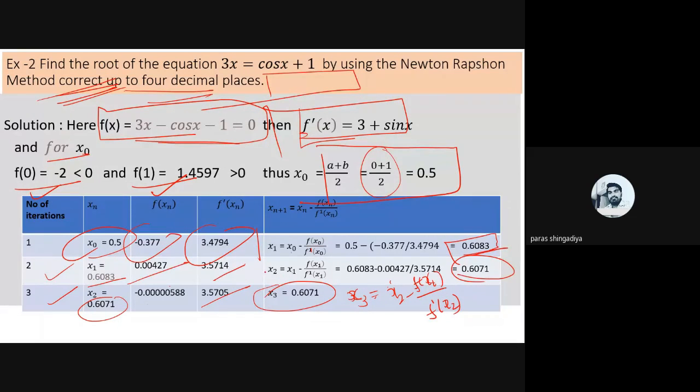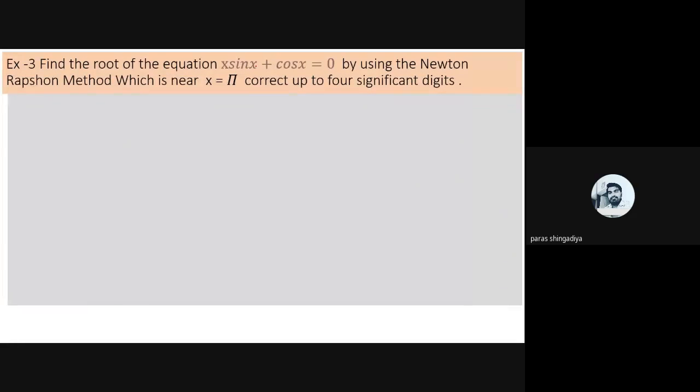So now check the x2 and x3 answers. These answers are the same, correct up to 4 decimal places, meaning after the decimal the 4 digits are the same. So at that stage we'll stop this procedure and consider this x3 answer as the required answer, that is the approximate root of the equation 3x minus cos x minus 1 equals 0. Up to this we discussed in the last lecture, and today we'll discuss another two examples related to this topic, and after that we'll start the next concept.